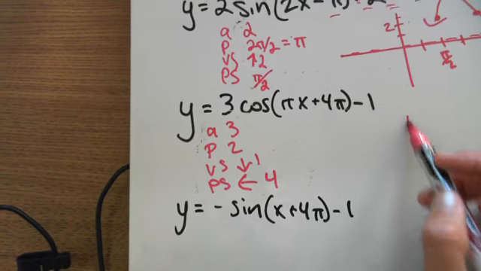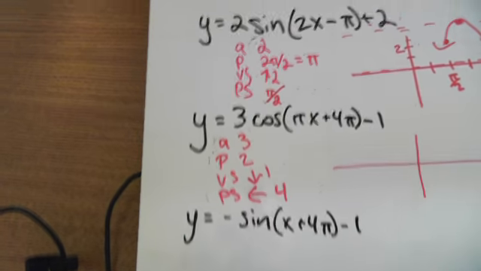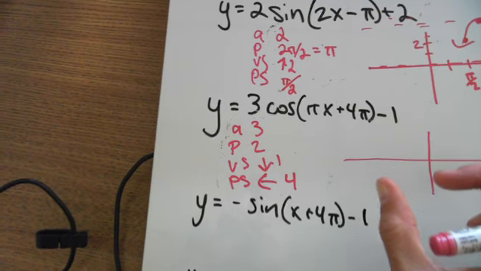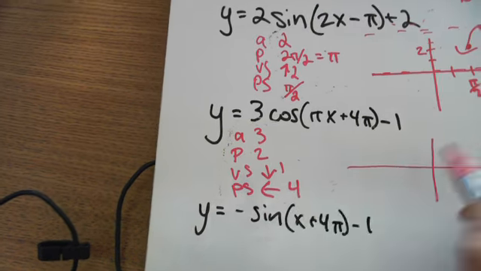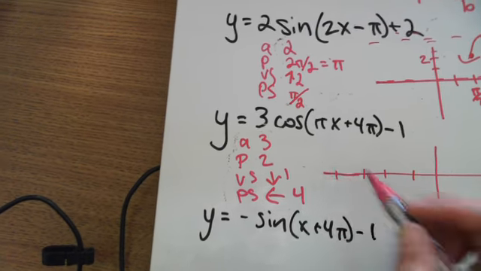So now when I do this, I'm going to say, okay, I'm moving to the left 4 units. Now, if we want to go through and make each tick mark 1/2, we can, but that's going to be a whole lot of tick marks to get to 4. So what I'm going to do is make each tick mark 1 and just pay attention to my period.